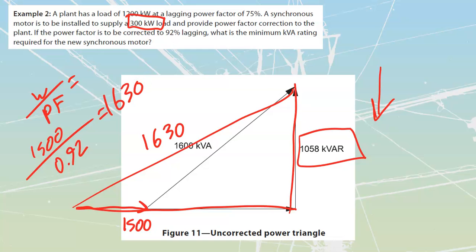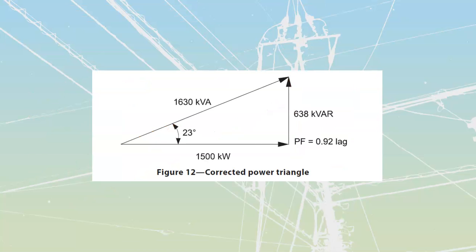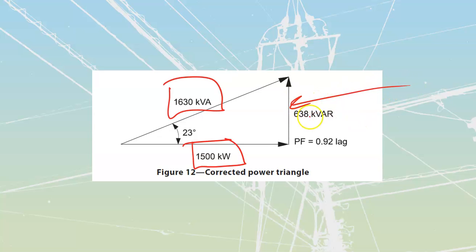What this is going to do is create a new triangle for me. And the new triangle is going to look like this. Once again, using Pythagoras, because we have that value of 1630 and we have that value of 1500 kilowatts, we'd find out that at the end of the day, what our plant should have left for kVARs is this value over here of 638.